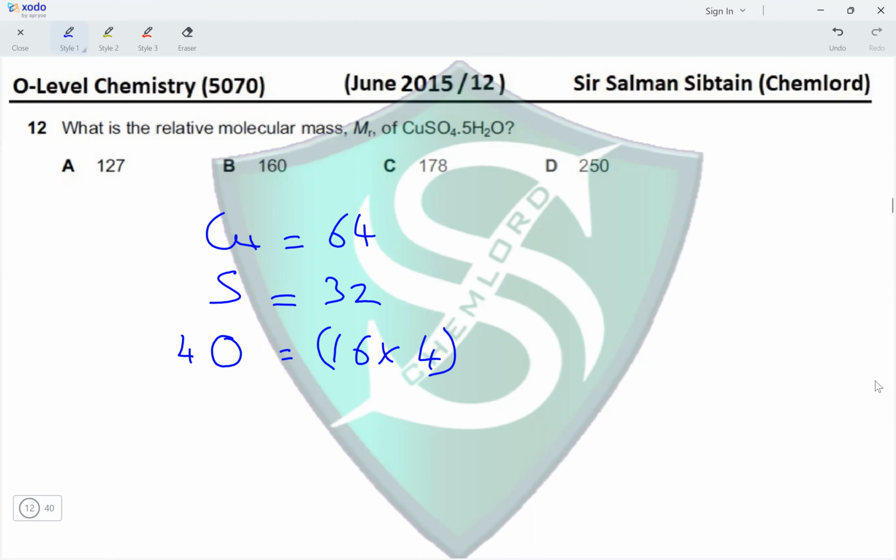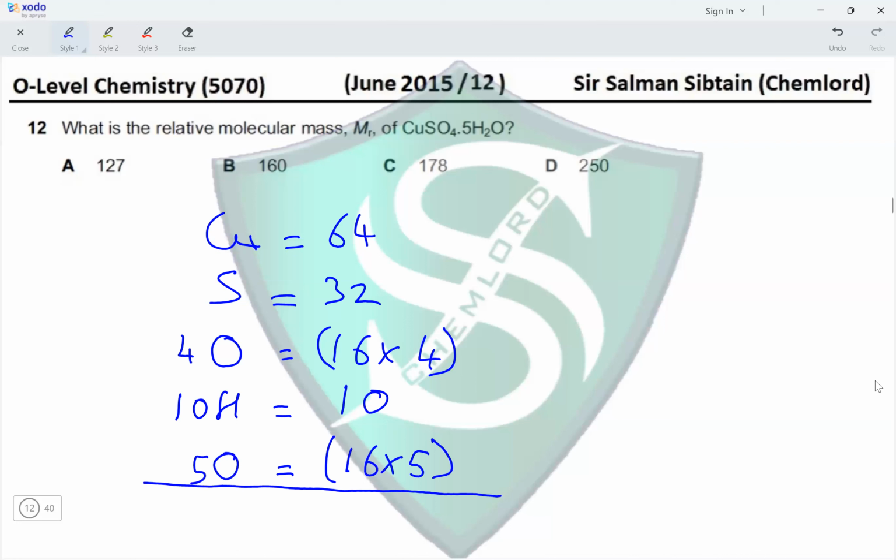Next, we have got 5H2O. Hydrogen has a mass of 1, so 5 times 2 is 10. There are 10 hydrogen atoms present, so this would give us 10. And there are 5 more oxygen atoms present, so that would be 16 into 5, which would give us a value of 80. So adding up all of these together, we end up with an MR of 250, which makes option D the correct option for this question.